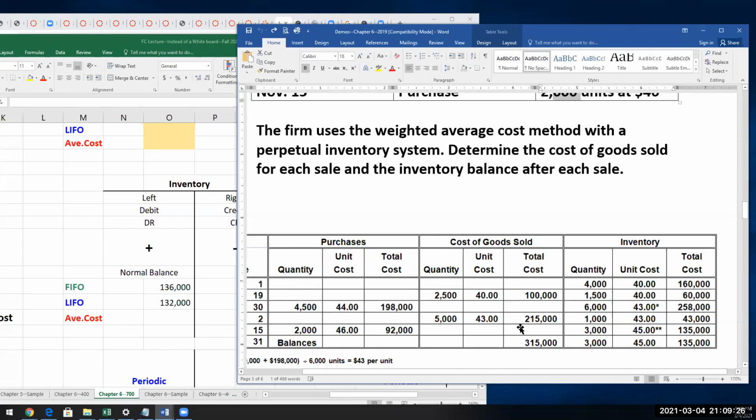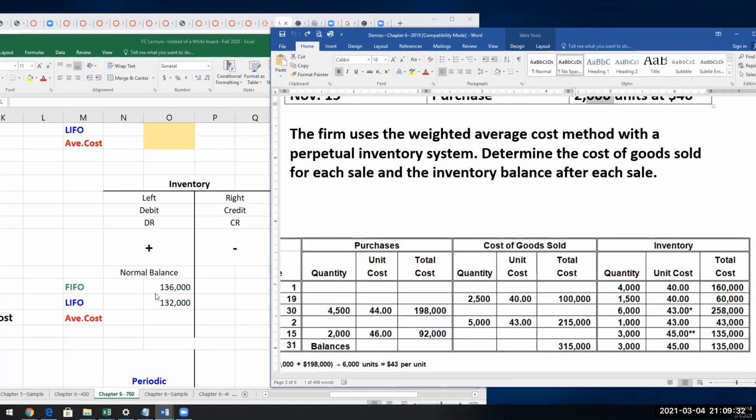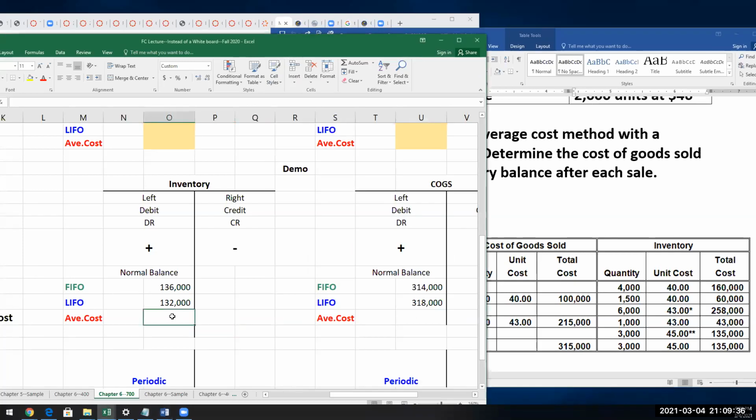So you don't have to add, you do have to add the cost of goods sold, but look at this over here. So I'm going to just move this a smidgen over here. And so my inventory right there is going to be 135. And my cost of goods sold is 315. Oh, I forgot the 000 here, sorry. Do you notice that with average cost, it's kind of in between 136 and 132?